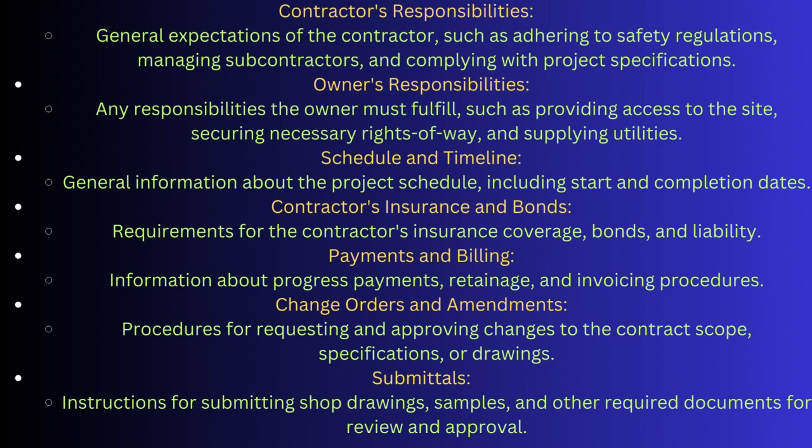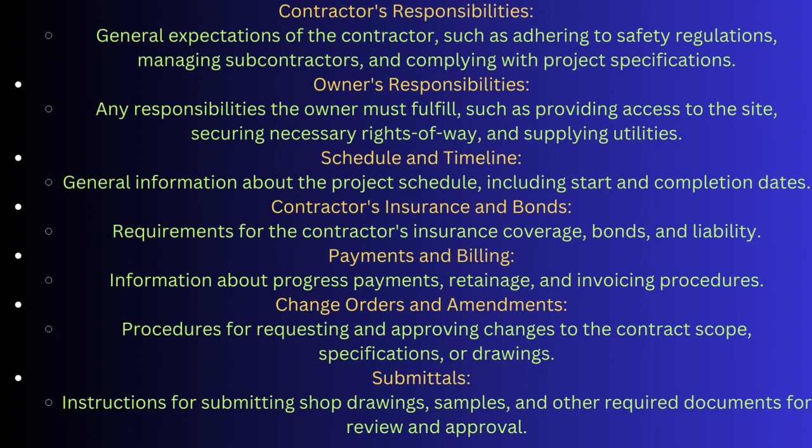Contractor's responsibilities: general expectations of the contractor, such as adhering to safety regulations, managing subcontractors, and complying with project specifications. Owner's responsibilities: any responsibilities the owner must fulfill, such as providing access to the site, securing necessary rights of way, and supplying utilities. Schedule and timeline: general information about the project schedule, including start and completion dates. Contractor's insurance and bonds: requirements for the contractor's insurance coverage, bonds, and liability. Payments and billing: information about progress payments, retainage, and invoicing procedures.